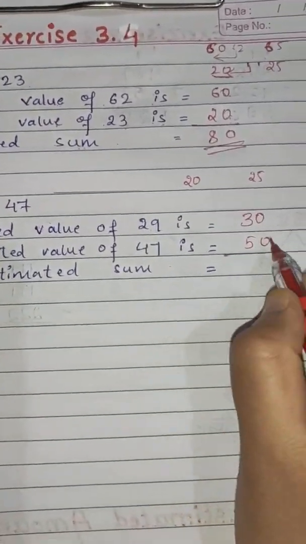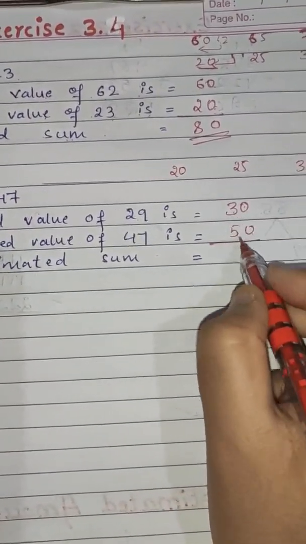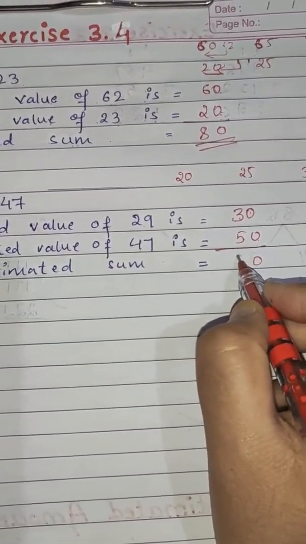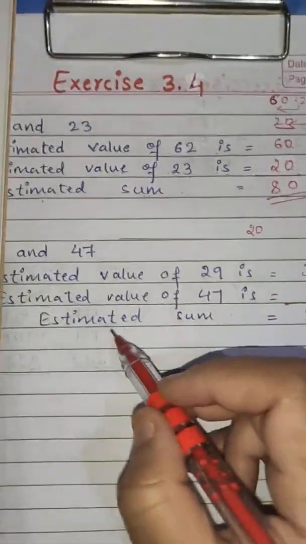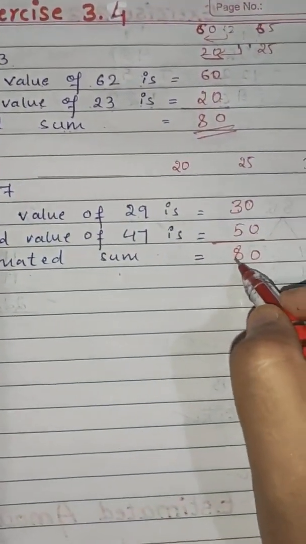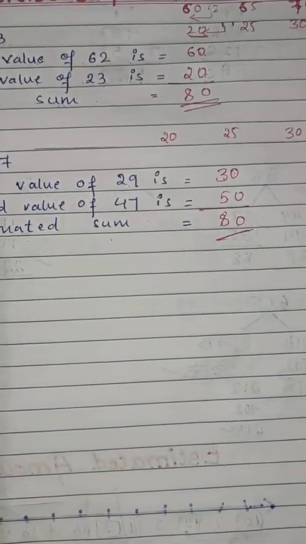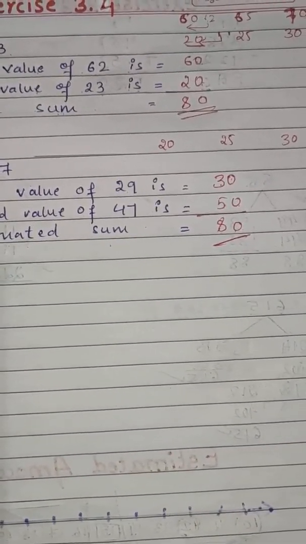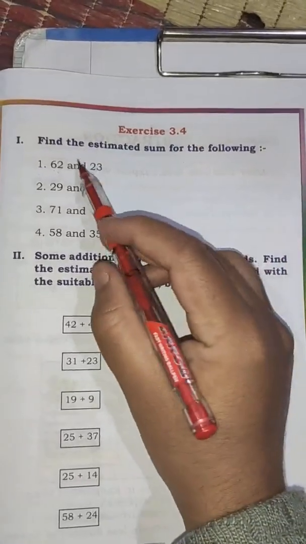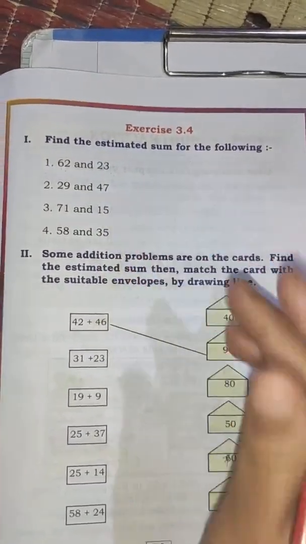Okay. Now, what is the estimated sum? Let's add it. 0 plus 0 is 0. 3 plus 5 is 8. Understood? So what is the estimated sum of these numbers? It is 80. Understood, children? How to find out the estimation value of the given numbers? In the same way, here you are having two more problems, so try to solve them by yourself.